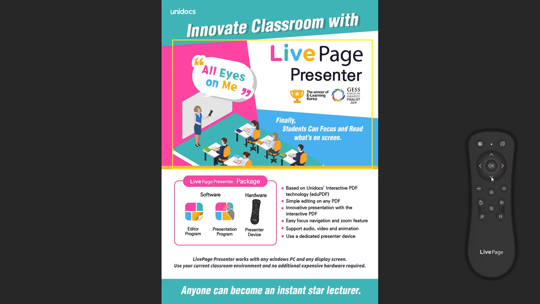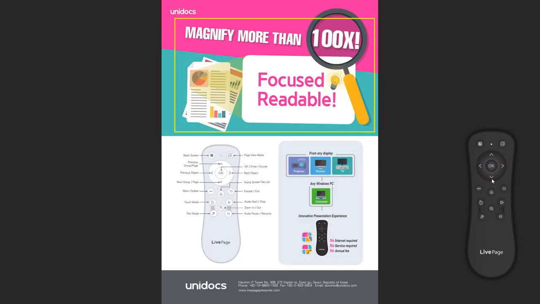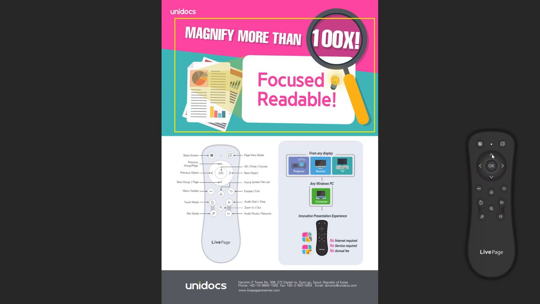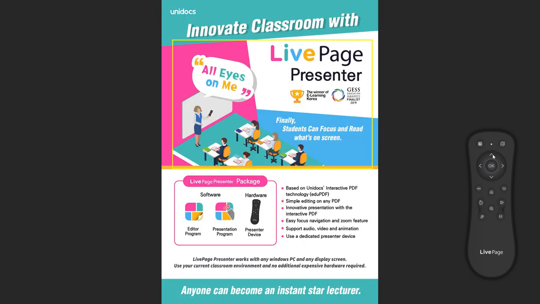The first thing I can do is move around with up and down. Down means I go to the next page. Up means I go to the previous page. If there are more pages, I can just keep going down using this button, and I can go up to previous pages.